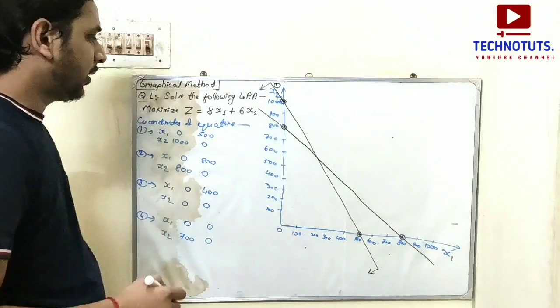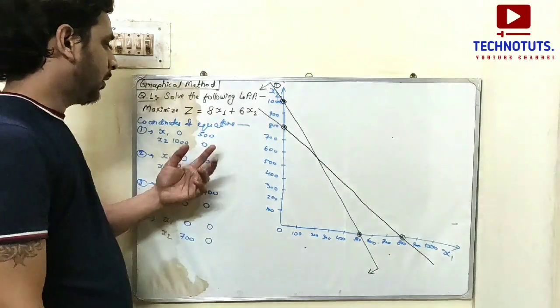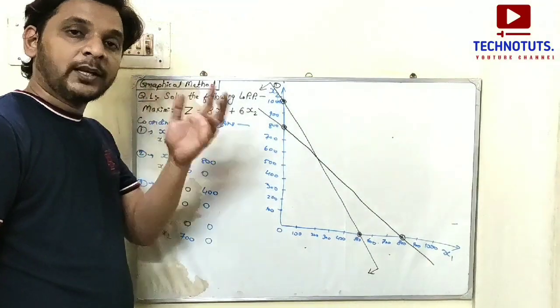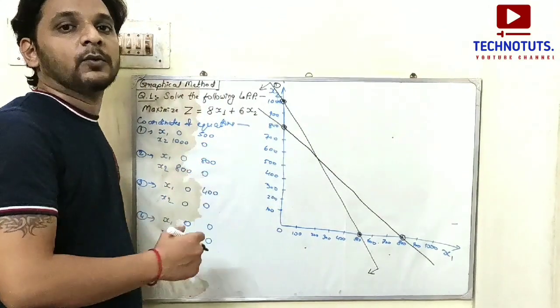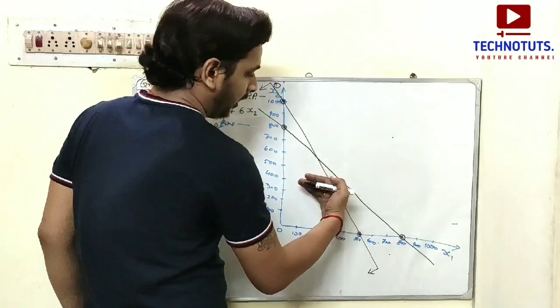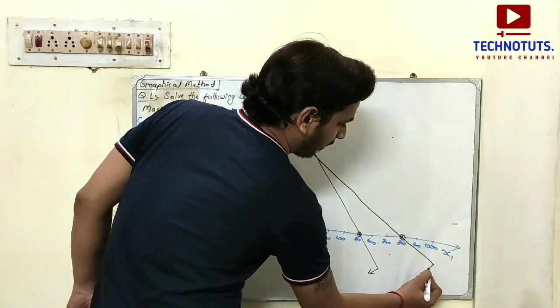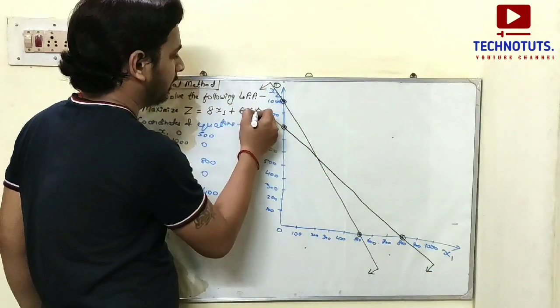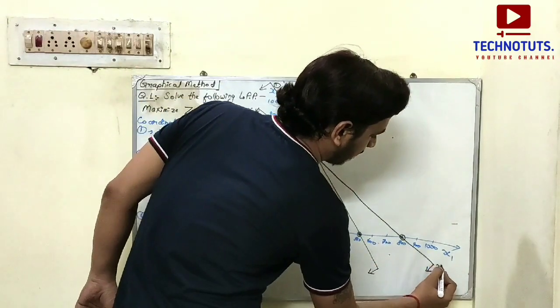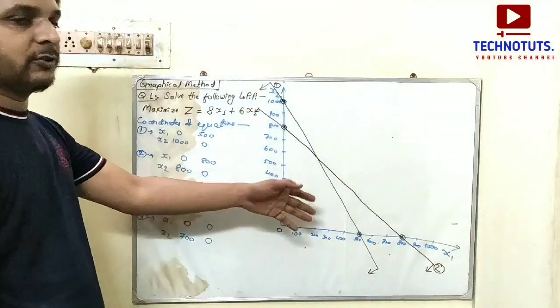Also check in the given problem the sign of equation number 2. What is the sign? Less than or equal to. That means you have to consider the area below this line, so represent it with an arrow downwards. Below this line is the required area. This is the line of equation number 2.